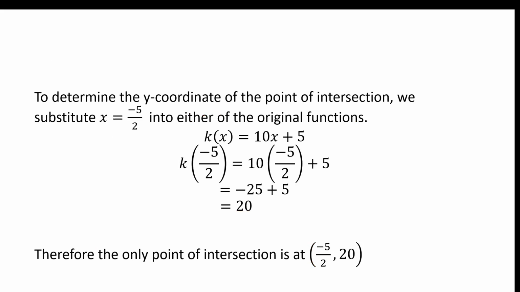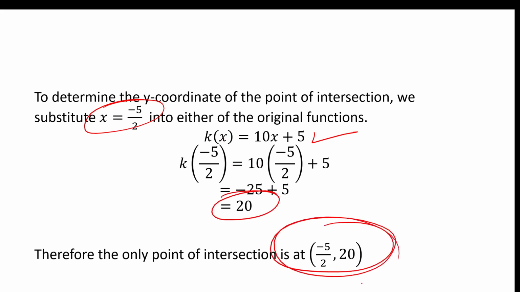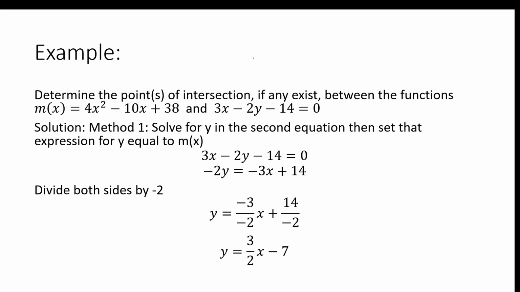So we could then take that x value of negative 5 over 2 and plug it into either of the original two functions. So we'll choose k of x equals 10x plus 5, subbing in the x value of negative 5 over 2, we get y equaling negative 20, and we see that we've got one point of intersection as shown down below. And so what that would mean is that we have a parabola and a straight line, and I didn't draw it the best there, but they're intersecting at only one point.